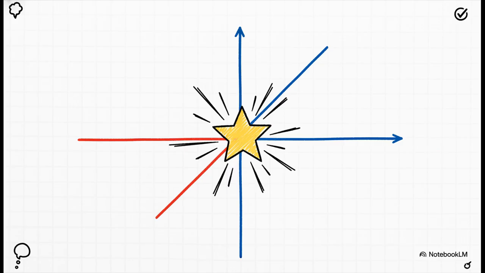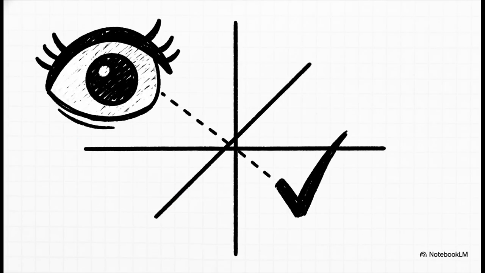They intersect right at the ordered pair 2, 5. That is our shared truth. Let's try another one. Example 2. We've got y equals x plus 4 and y equals negative 2x plus 1.